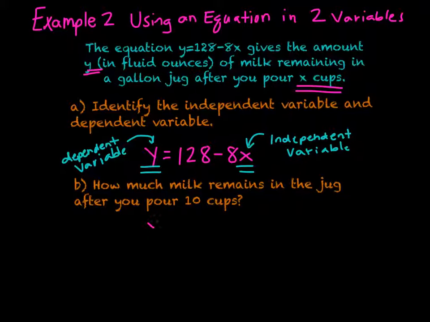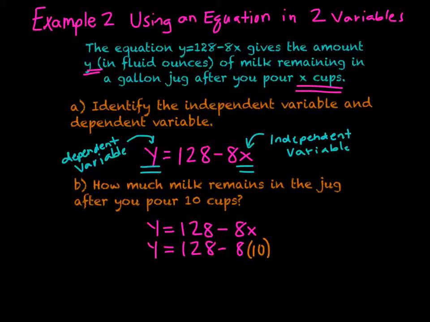So we start with y equals 128 minus 8x. Okay, now we're just simply going to fill in that stuff with 10. y equals 128 minus 8, and we're putting in the number 10. Okay, so now we can start solving. Order of operations tells us to solve 8 times 10 first. We should come up with 80.